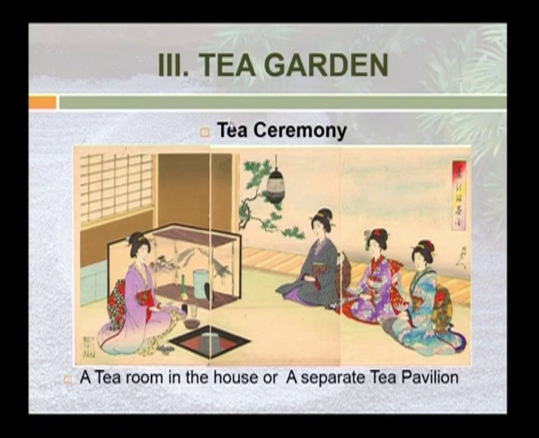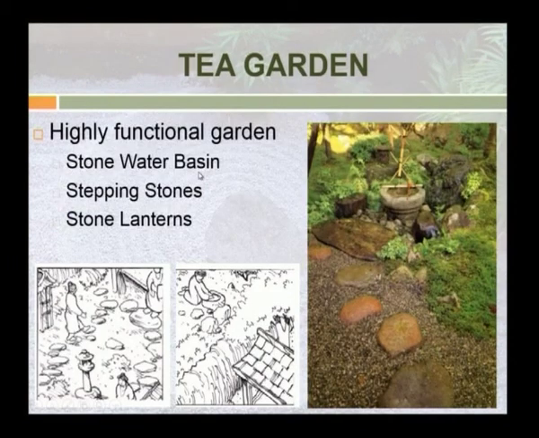The third type of garden is the tea garden. The tea garden became an important element of Japanese gardens because the tea ceremony gained importance towards the end of the 16th century. So, a Japanese person who is interested in the tea ceremony will build himself a tea room in the house or a separate tea pavilion in the garden. Tea gardens are highly functional gardens. They had functional elements such as a stone water basin, stepping stones and stone lanterns.